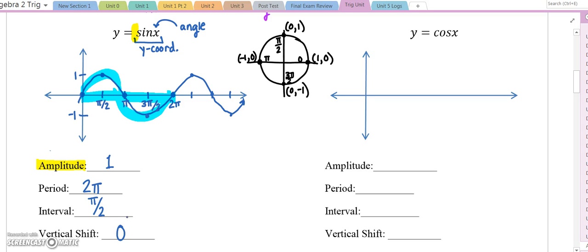Now we're going to be transforming it a little bit, so you'll see that in a bit when I try an example. Let's just quickly take a look at cosine too. Cosine's just a little different. Let's see if you can notice how.